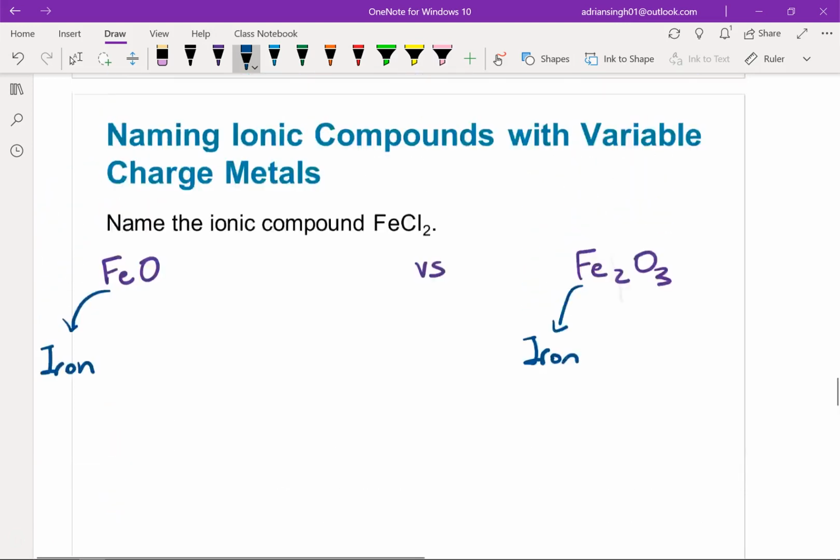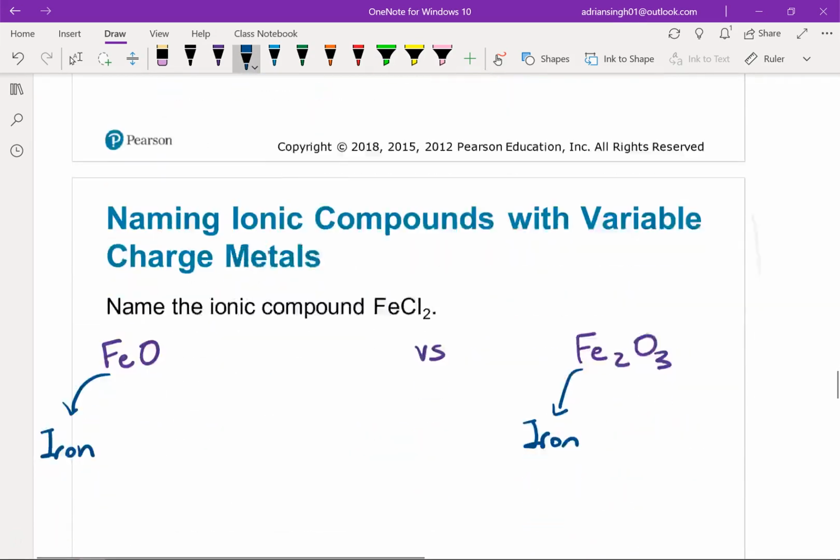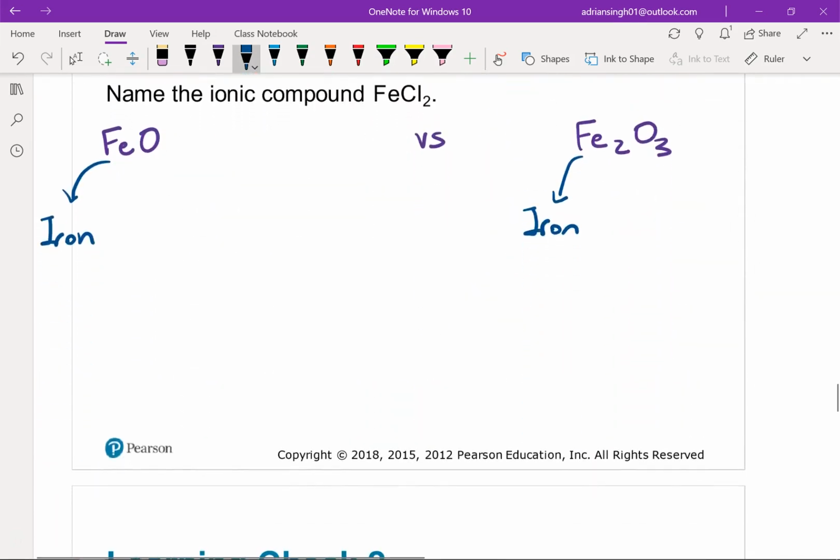When you look on the periodic table, you'll see iron is smack dab in the middle of the transition block, so that means it's going to have a variable charge. So we would need to include Roman numerals in our name. And then oxygen as a last name is oxide, and we have oxygen as a last name for both of these.